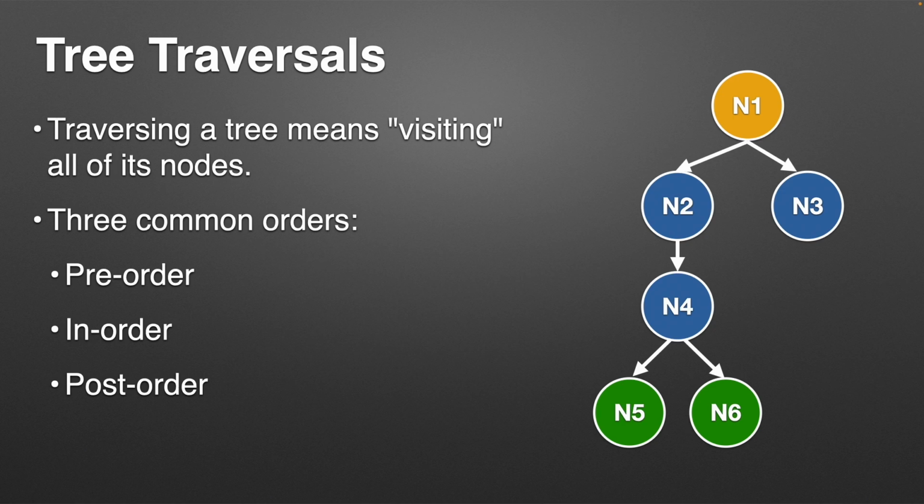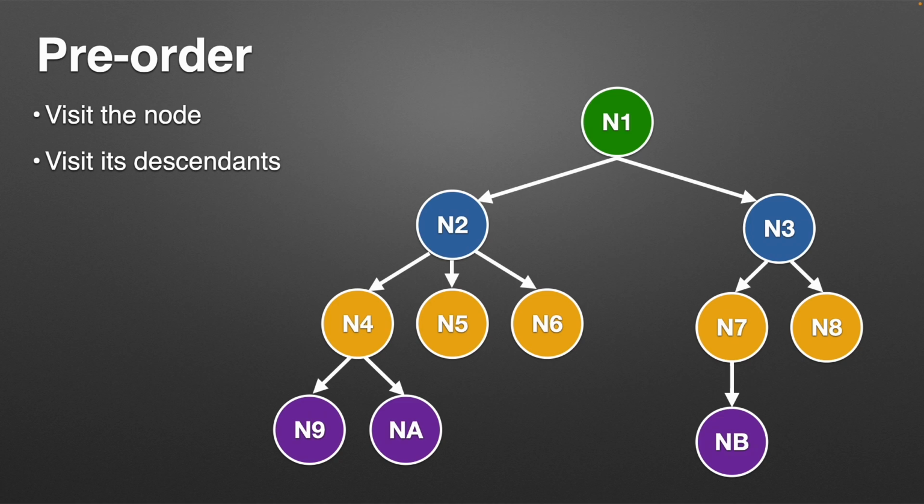And so let's just go through them and talk about the approach that each takes. So we'll use this example tree. I'm going to start with the pre-order. And the idea here is that first you visit the node, and then you visit the descendants.